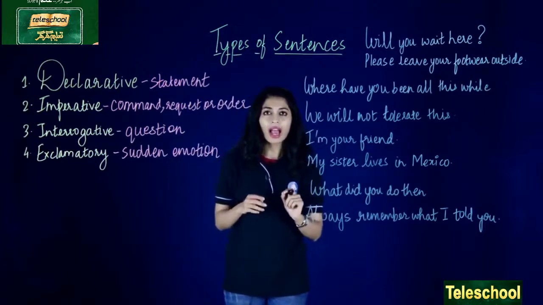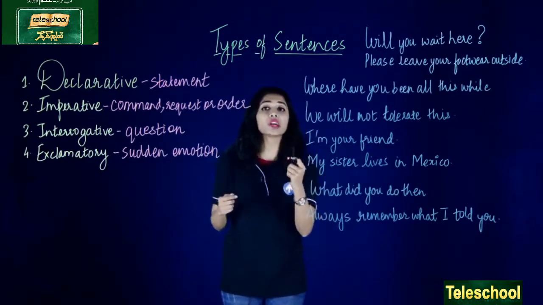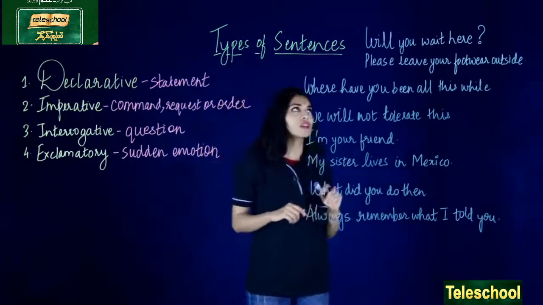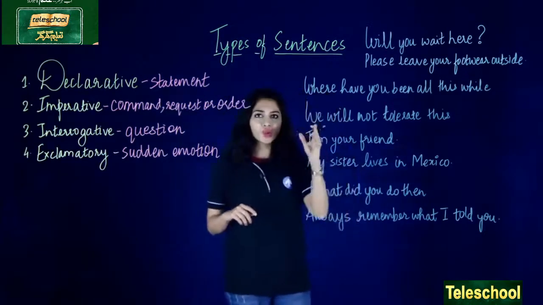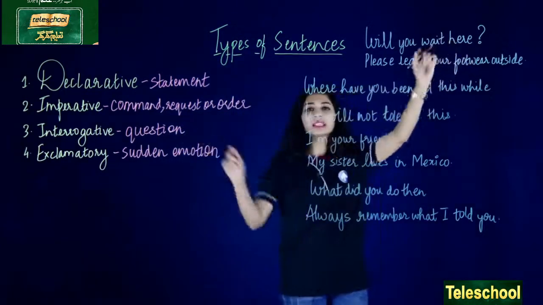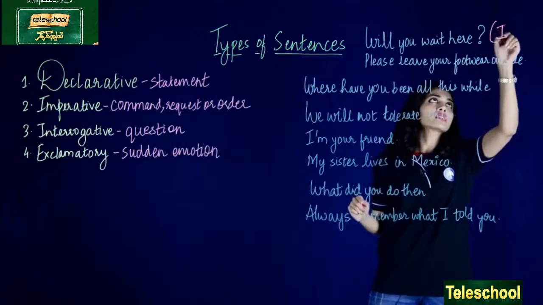What we're going to do now is take a look at these sentences that we have here, and together we are going to identify which type of sentence it is. So let's look at the first sentence. Will you wait here? The first one is pretty simple because there is a question mark at the end, and that means it's an interrogative sentence.